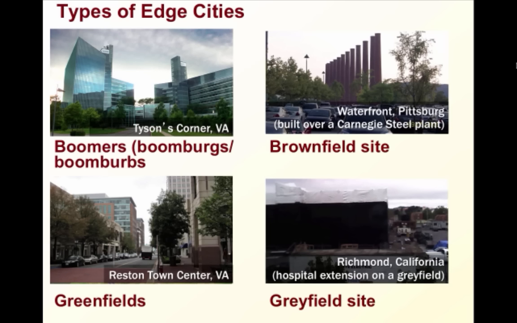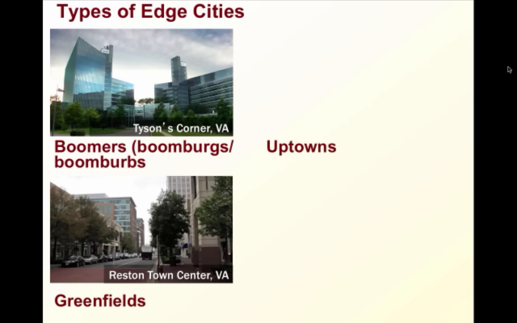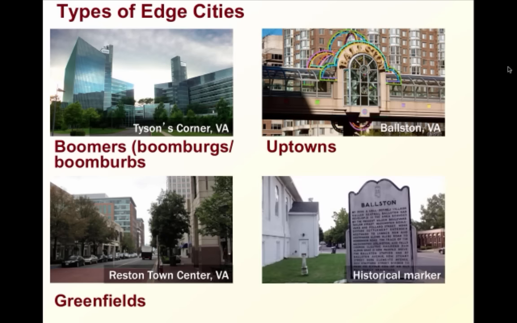These are often considered a cheaper option for investment since they are not likely to be polluted or contaminated, like brownfield sites. And then finally, there are the uptowns. These are revitalized activity centers built over an older and historic city or town. So, edge cities have resulted in and have been the result of urban sprawl, but they are nonetheless a very real part of our modern urban landscape.